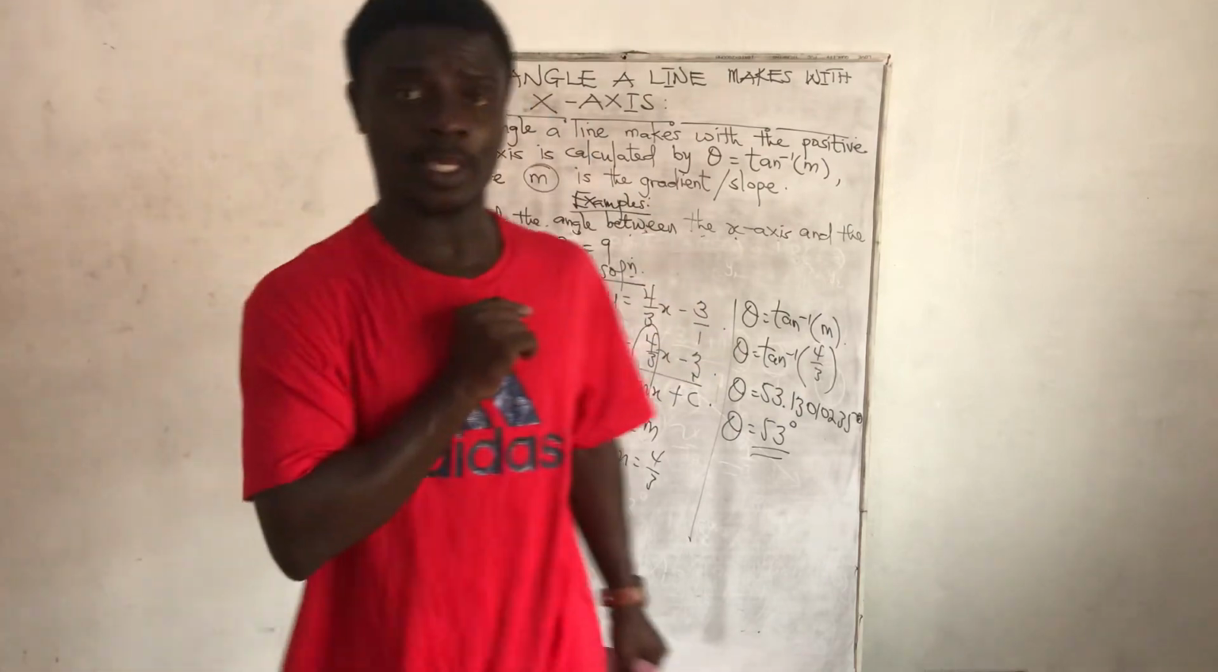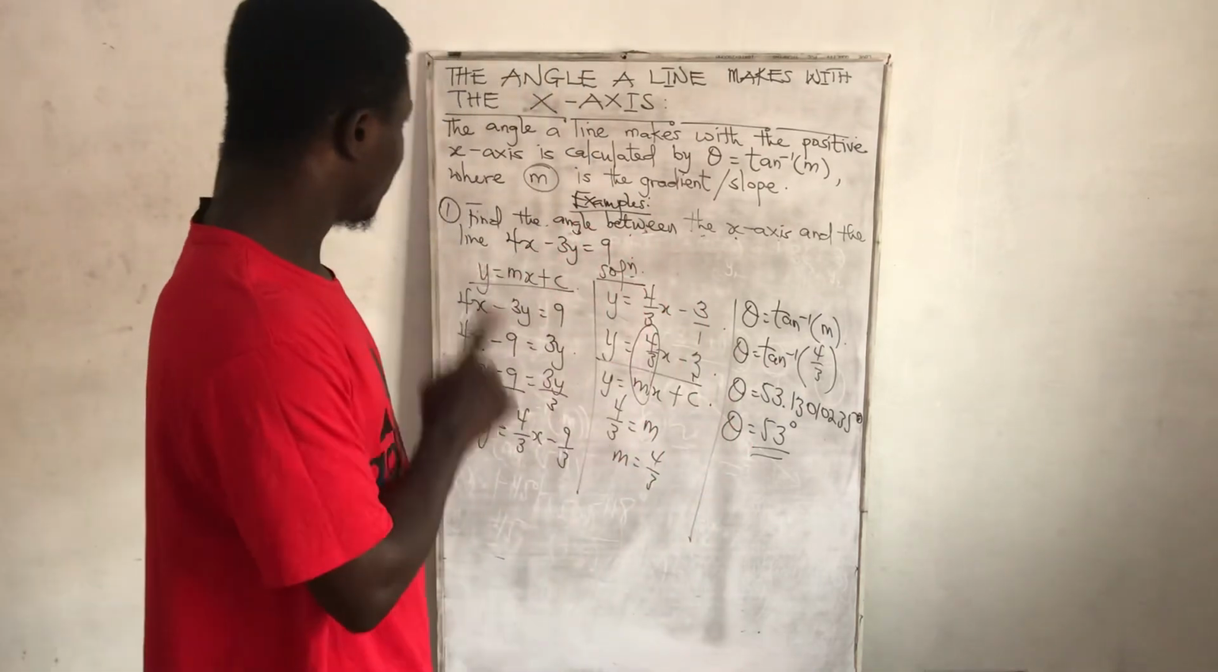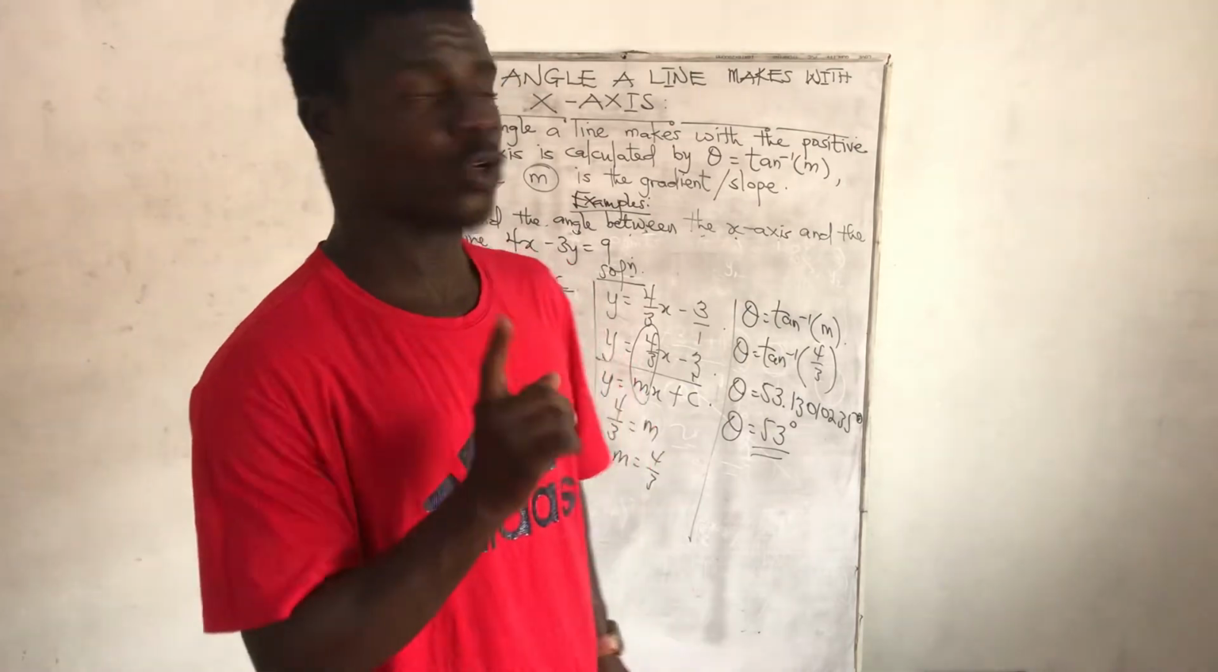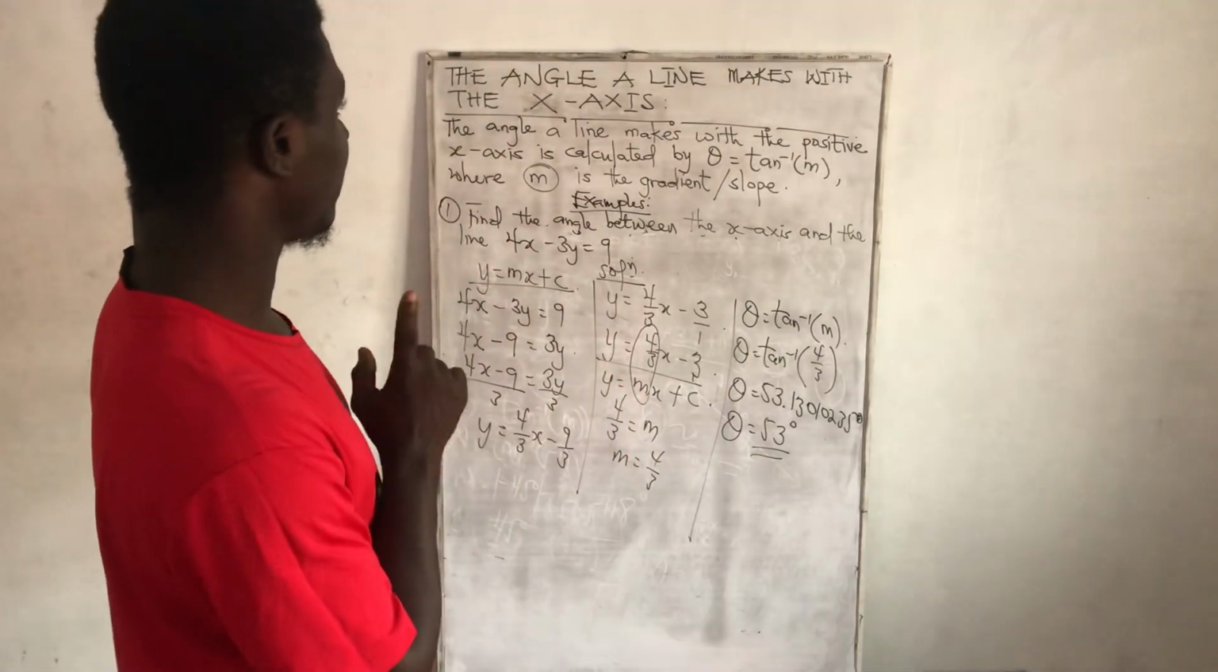So this brings us to the end of our topic: the angle a line makes with the x-axis.